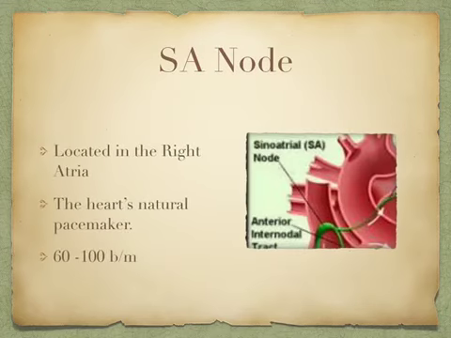The SA node is the dominant pacemaker inside the heart. It's located at the junction of the superior vena cava and the right atrium. It sets the intrinsic rate for the heart between 60 and 100 beats per minute. It's kind of like the guy that starts the initial transmission of the electrical impulses throughout the heart.